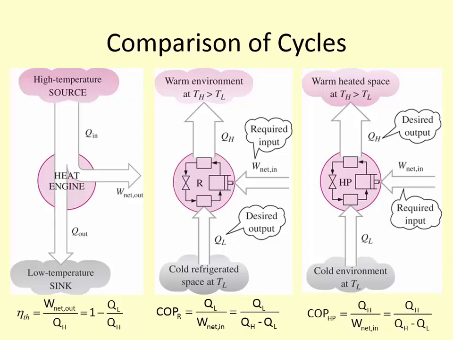You can always just think, okay, what do I desire in a refrigerator? What do I desire in a heat pump? I want to make a cold space colder, a hot space hotter. What do I have to put in to do that? The same goes for a heat engine as well. But the desired output then is work out.